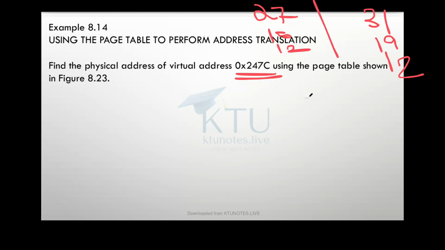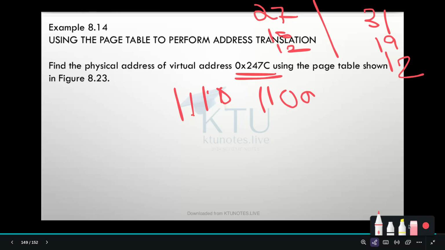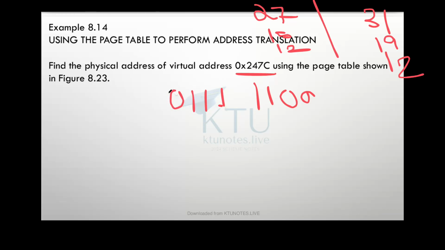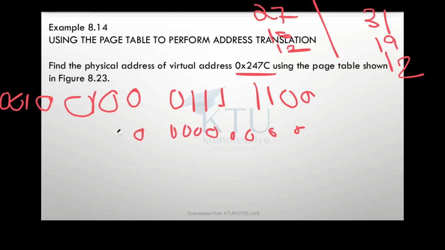So 7, C is what we know: C is 1, 1, 0, 0. 7 is 0, 1, 1, 1. 4 is 0, 1, 0, 0. 2 is 0, 0, 1, 0. Then, for filling the 31 bits, we put all the rest as 0. This helps us fill our 31 bits.